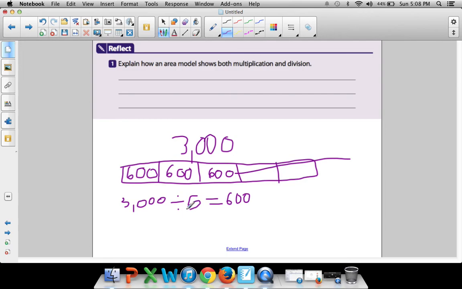Meanwhile, multiplication goes like this. How many pieces are there? 5. How much is each piece worth? 600. And what was the total on top? 3,000. So you see how multiplication and division both live in an area model, but the order is reversed. The order is different.